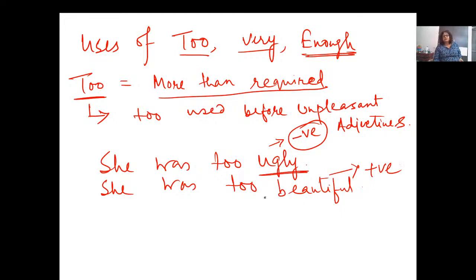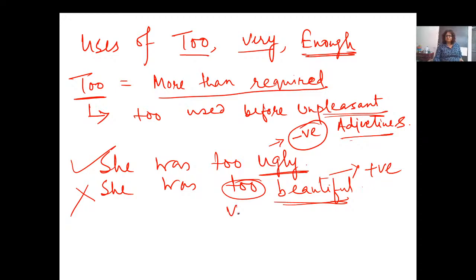So "too" is always used for an unpleasant adjective, which means a negative adjective. It will not be used for a positive adjective. So the first sentence is correct, but the second sentence is wrong. "She was too beautiful" is a wrong sentence because beautiful is a positive word. Yes, Shweta, beautiful is a positive word.